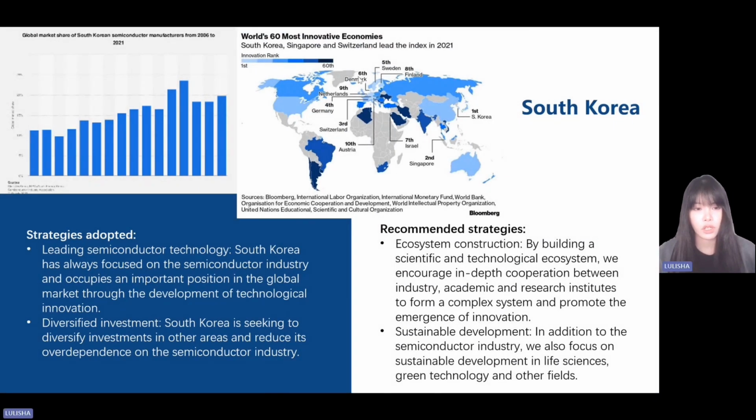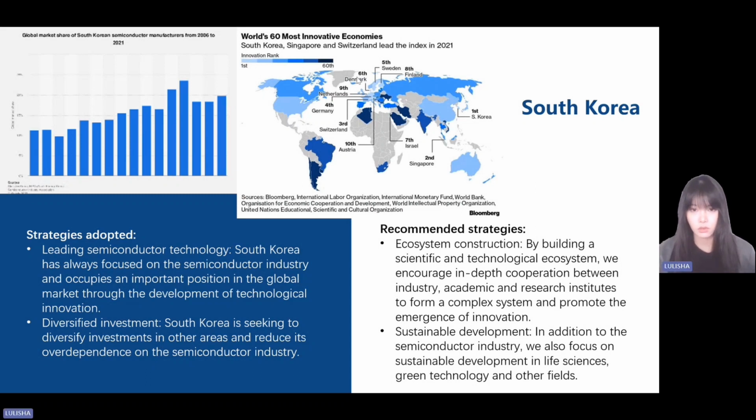South Korea's strategies adopted, leading semiconductor technology. South Korea has always focused on the semiconductor industry and occupies an important position in the global market through the development of technological innovation. Diversified investment. South Korea is seeking to diversify investments in other areas and reduce its over-dependence on the semiconductor industry.